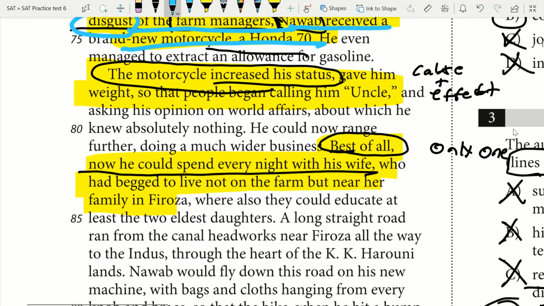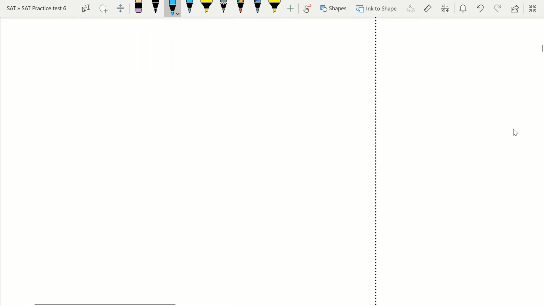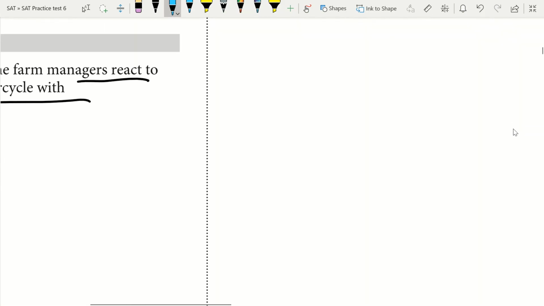Notice how me highlighting, or in your case, you'll be underlining since you can't use a highlighter, me highlighting things like best of all, or if it said only one, or worst of, anything like that that really exclusively says one thing is the best or the worst or the most important or the least important. I always pay attention to that because that usually is important in the text. In this case, we're saying that the best of all of receiving that motorcycle is he can spend every night with his wife. So being able to spend more time with his wife there would be our answer for number, I think it was 10 we were on.